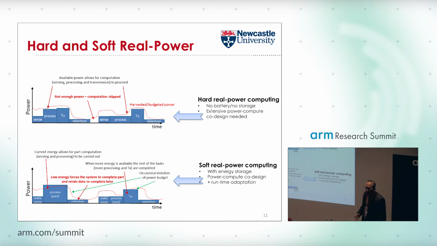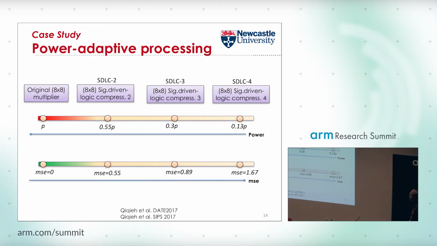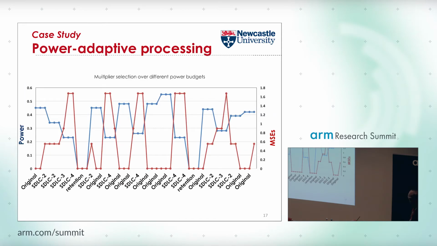On the other hand, if you have a bit of storage with the energy scavenging, in the form of, let's say, supercaps, you can then introduce something like soft real power computing, which basically means that yes, I can formulate the power budget, but the power budget can be occasionally violated because I have some stored energy in my system. Okay, I'm aware that the time is nearly running out, so I'll probably skip some of these things.